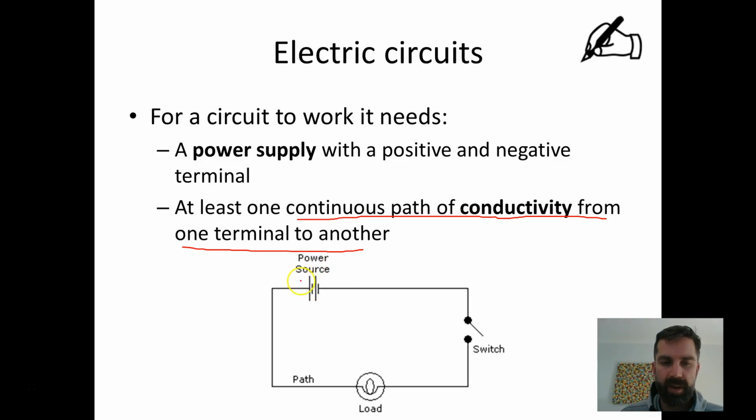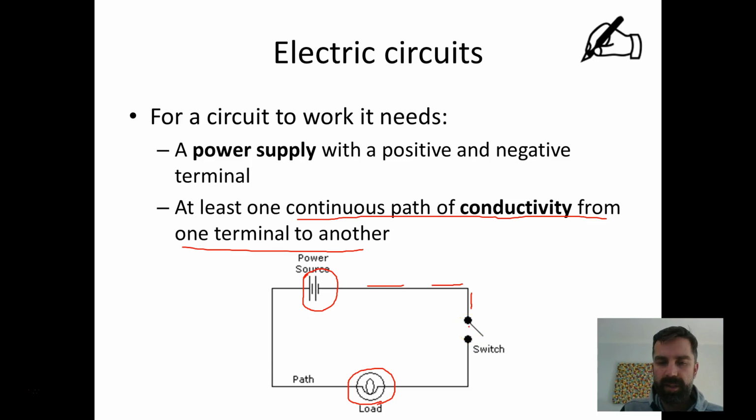So in this little diagram here we've got our power source, and then these lines represent the conductive wire that the electrons can move through. And then we've got what we call a load, so something that the electrons are working on, which is a light bulb in this case. And we've also got a switch.